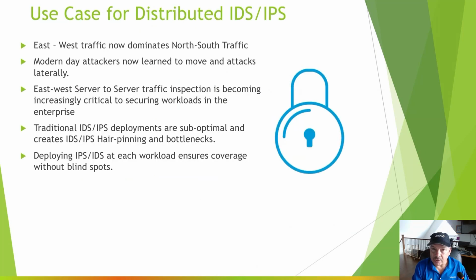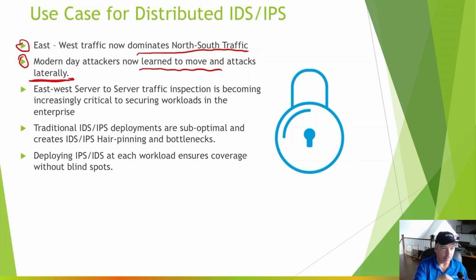So, use cases for distributed IDS. East-west traffic now dominates north-south traffic in most environments. I've seen stuff like 80% or more. Modern-day attackers have learned to move and attack laterally. So they hit one point in your environment and then maybe do a couple of hops to get to wherever they're going to do whatever bad stuff they want to do.